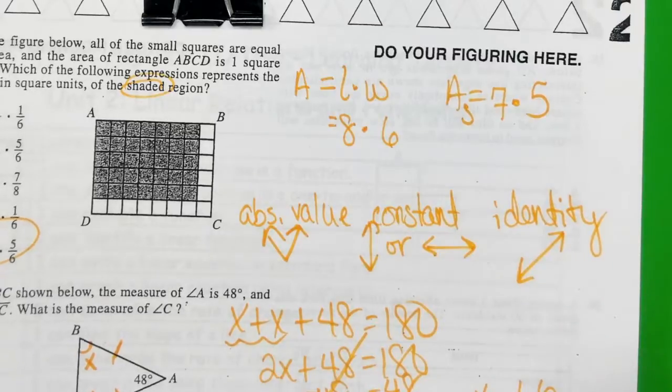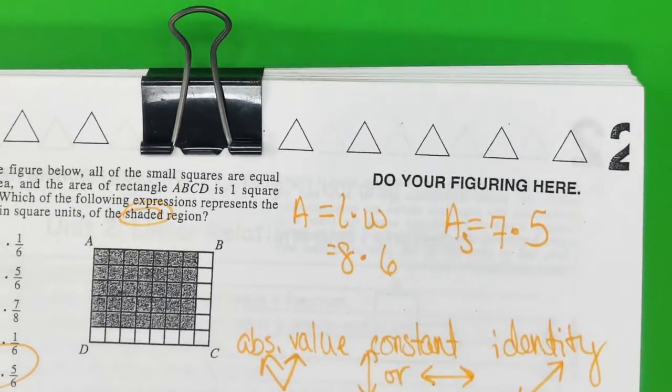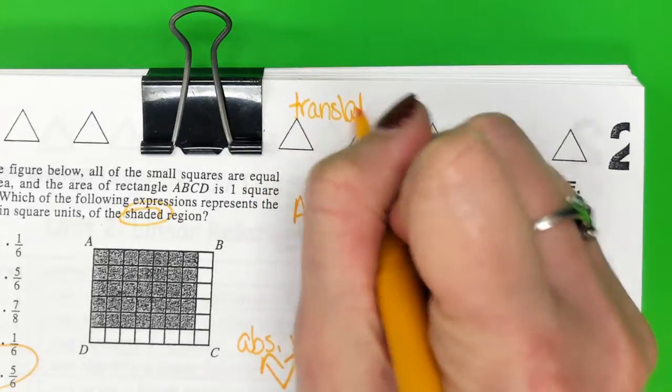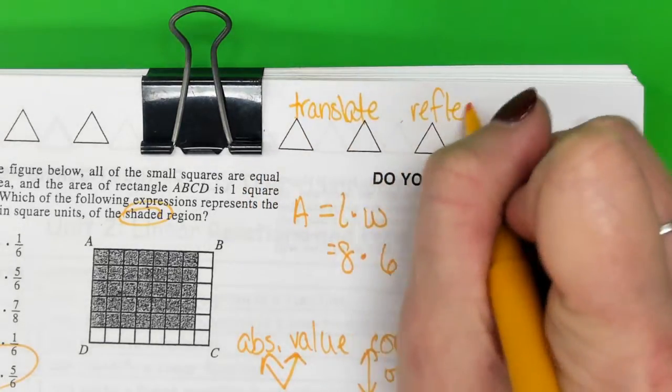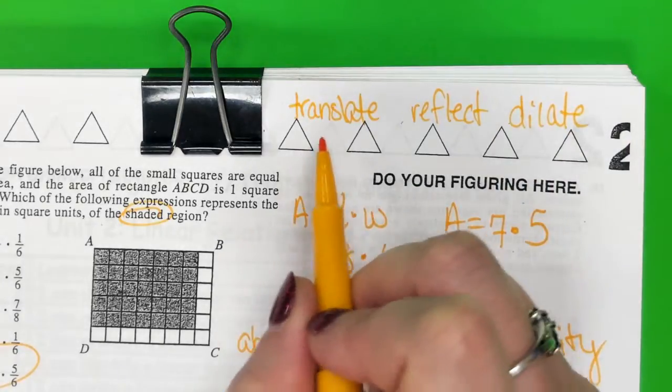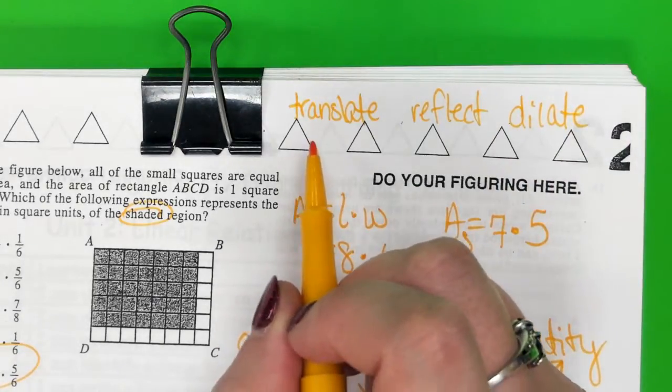All right, then you had 3 vocab words. When you were describing, if they went left, right, up, down, flipped over the x-axis, got wider, got skinnier, you had 3 vocab words. Do you remember one of them? Translate. Somebody said reflect. Dilate. Okay, translate had 4 different directions. Which way? Up, down, left, right.